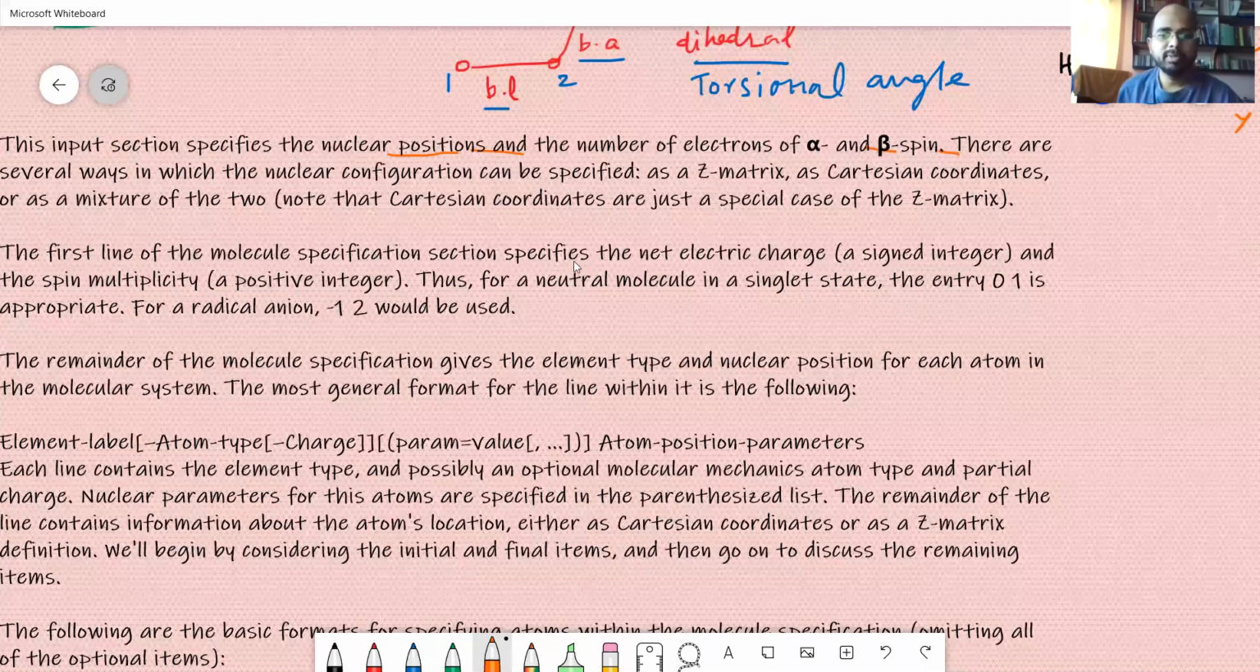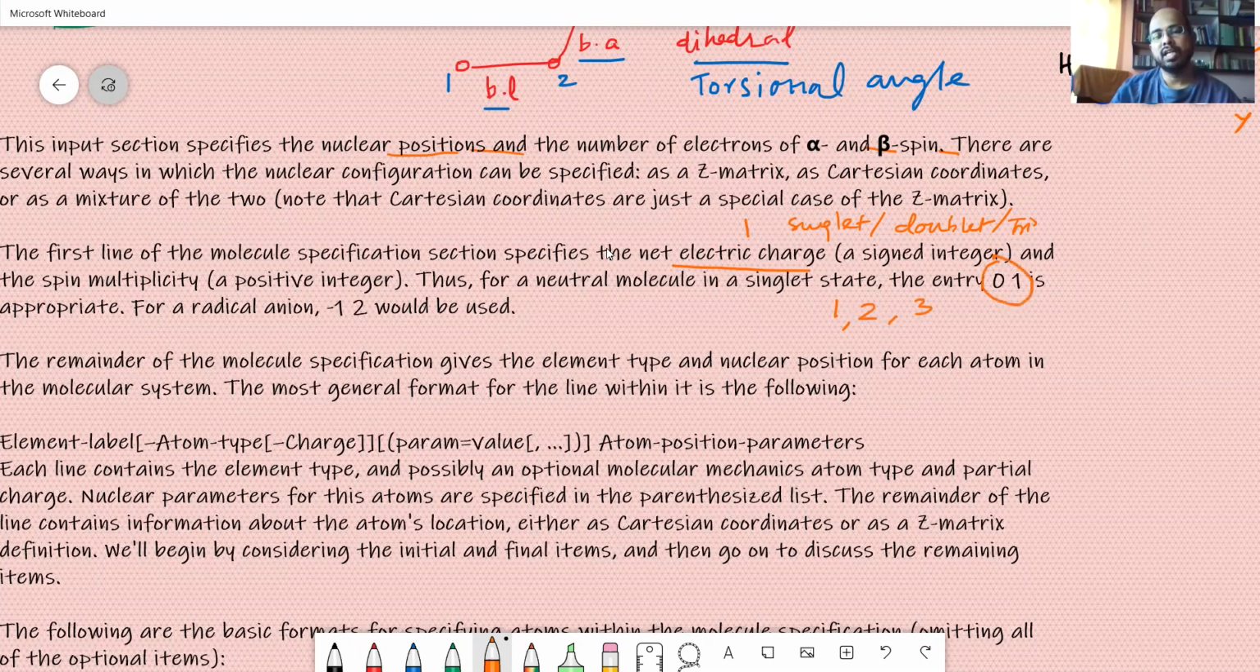The molecular specification section first specifies the net electric charge. This is your intuition, your chemistry knowledge. Whether the molecule has a charge of 1 or not, you have to represent it as +1 or -1. And the spin multiplicity is given as singlet, doublet, or triplet. For singlet you write it like this, for doublet like this, for triplet like this. So the entry starts with 0 and 1.